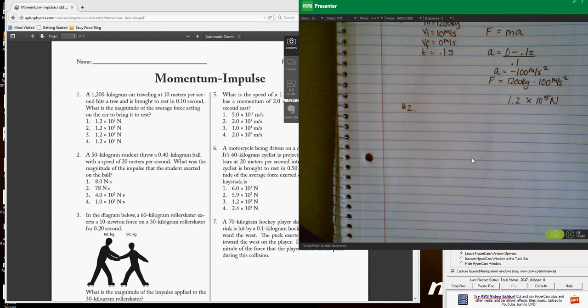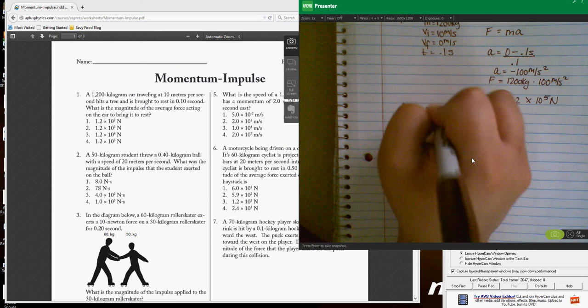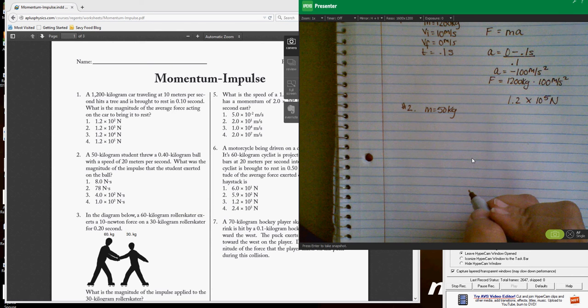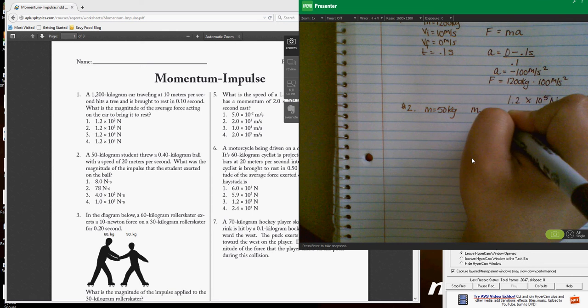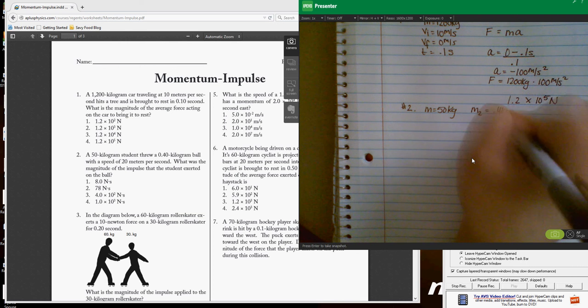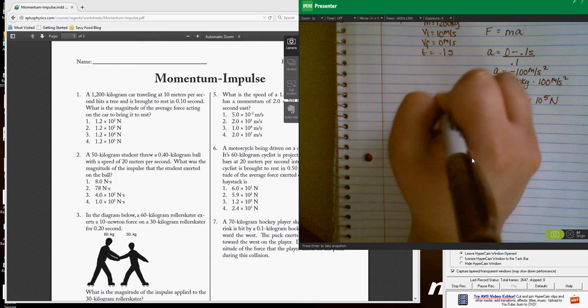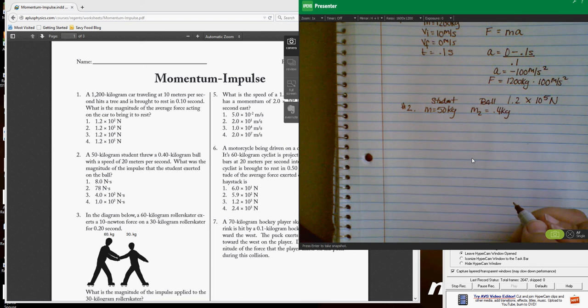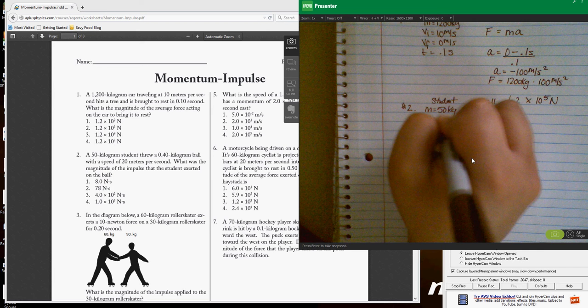Alright, so question number 2 says that we have a 50 kilogram student, so mass is equal to 50 kilograms, who threw a 0.4 kilogram ball. So we have a second mass, which is 0.4 kilograms, and that's the ball. I'm just going to label that ball. I'm going to label this student. With a speed of 20 meters per second. So we have the initial velocity as 20 meters per second.